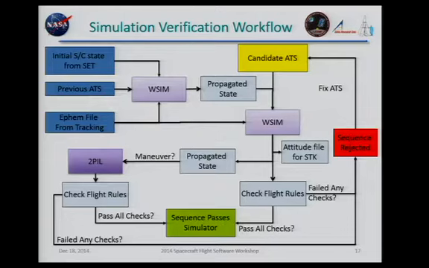So WSIM would check out all the commands, mainly focusing on attitude control and flight rules, and spit out a report that says either the sequence passes the simulator, or if there are any flight rules failed, then I would reject it. I'd send it back to the mission planner, which usually involved working with the spacecraft engineering team to say, why can't we do this? Or the science team saying, can you do something different? Or in some cases, we just accepted that we might violate a flight rule that wouldn't be that big of a deal.